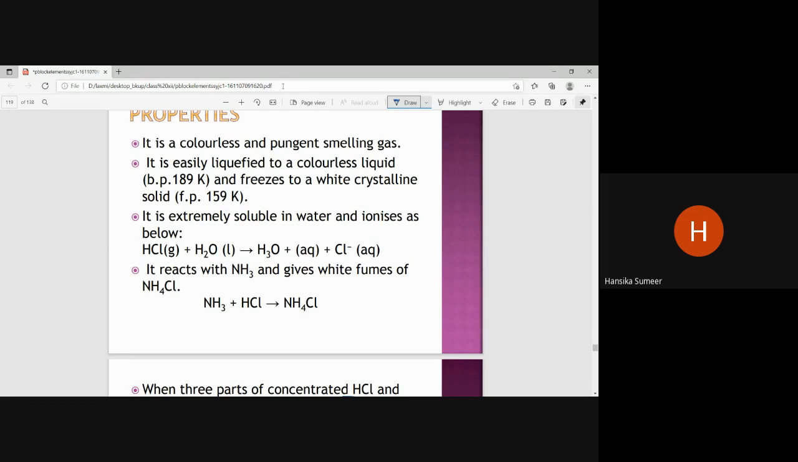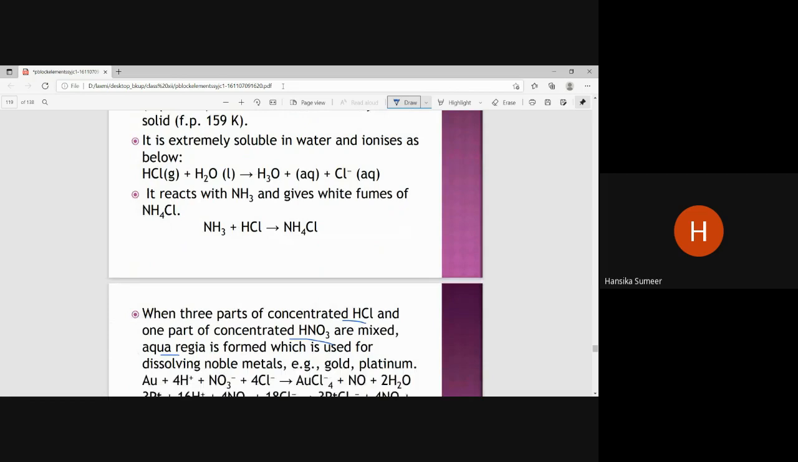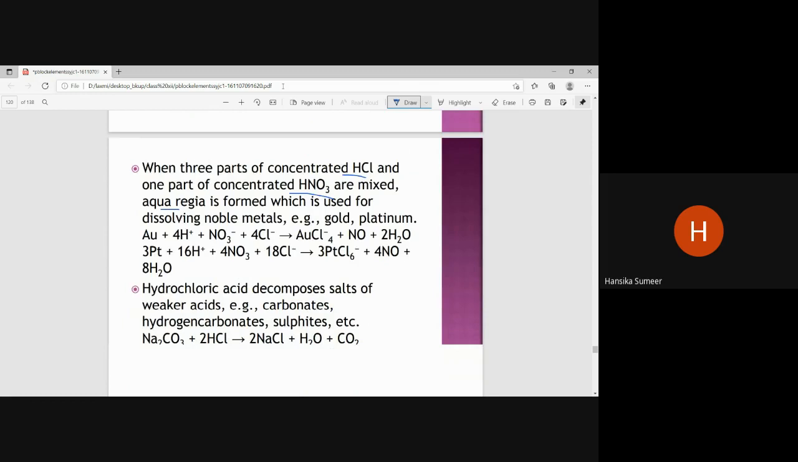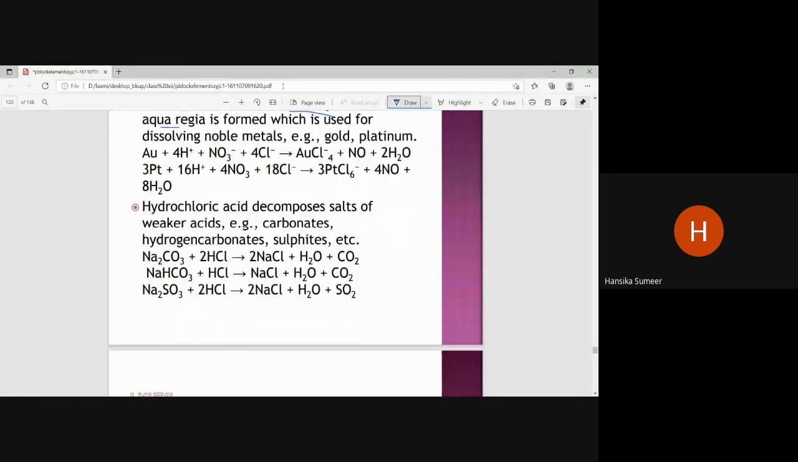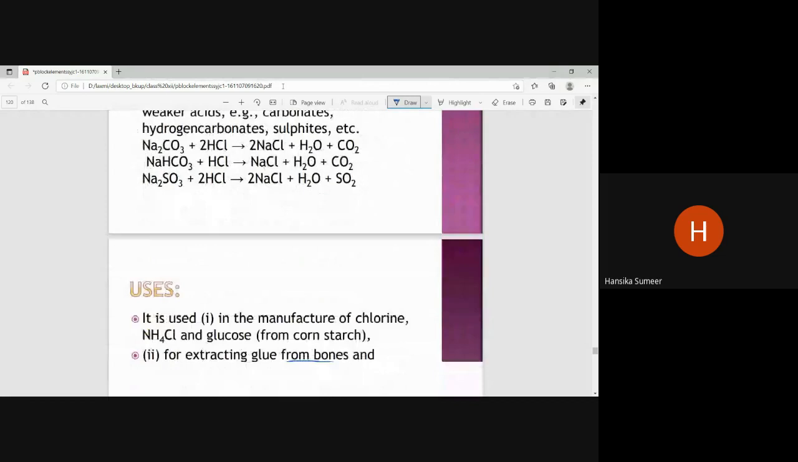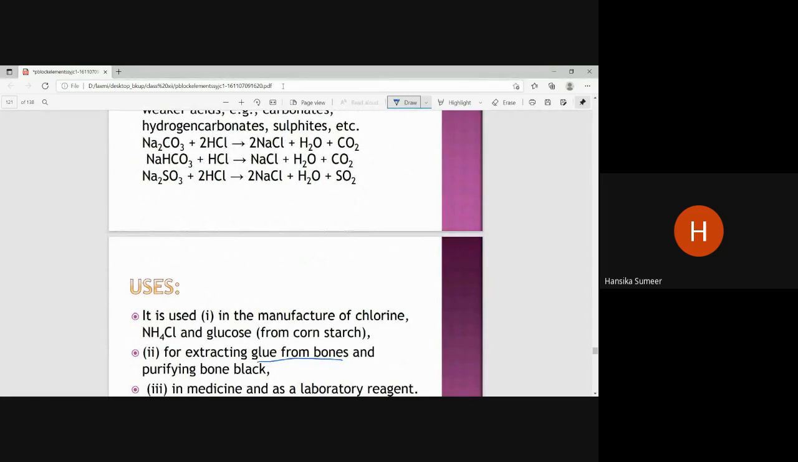In aqueous solution, it is called hydrochloric acid. The high value of the dissociation constant, that is Ka, indicates that it is quite a strong acid. It reacts with ammonia to give white fumes of NH4Cl. When three parts of concentrated HCl and one part of concentrated HNO3 are mixed, aqua regia is formed, which is used for dissolving noble metals like gold and platinum. Hydrochloric acid decomposes salts of weaker acids, for example, carbonates and hydrogen carbonates.